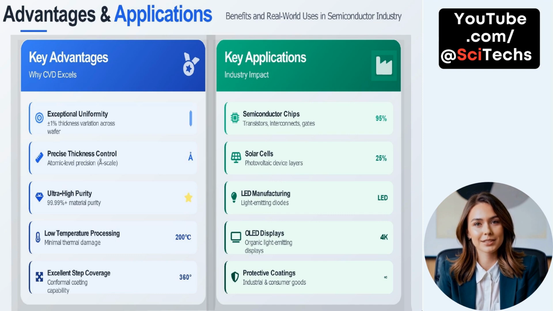Additionally, CVD supports low-temperature processing, often as low as 200 degrees Celsius, which helps avoid thermal damage and makes it compatible with temperature-sensitive materials. It also ensures excellent step coverage, meaning it can coat complex 3D structures uniformly. These strengths make CVD a foundational technology in the industry. Its key applications include semiconductor chips, solar cells, LEDs, OLED displays, and protective coatings.